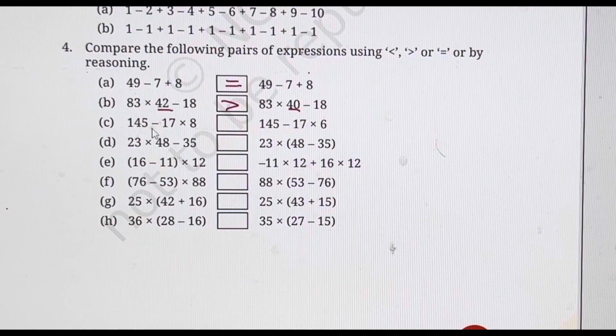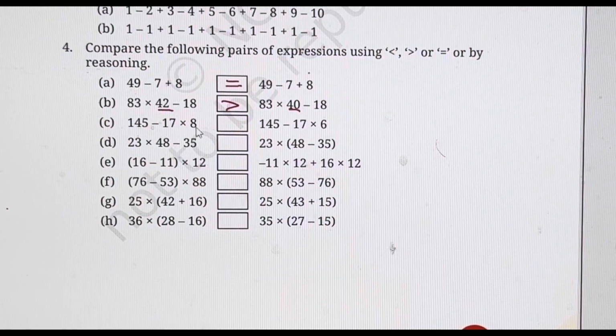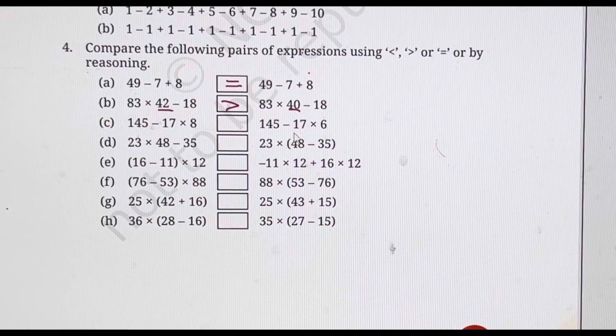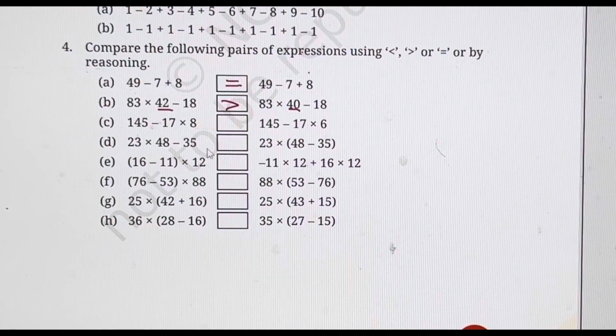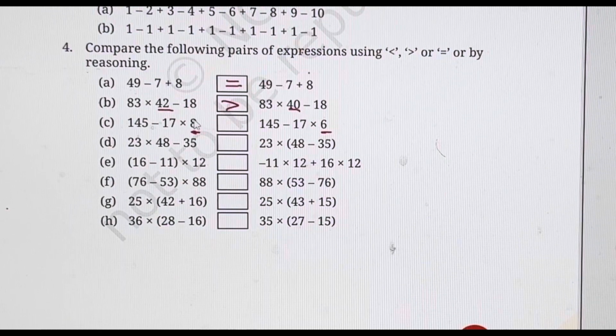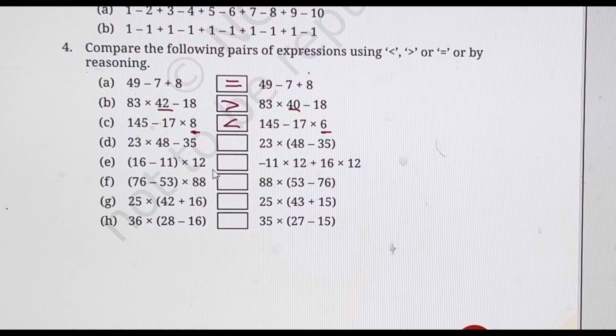C, 145 minus 17 into 8 and 145 minus 17 into 6. So here just see the difference. Here this is 8 and this is 6. So here you are subtracting a bigger number and here you are subtracting a smaller number from 145. 145 is same in both. So if you subtract a smaller number, we will get a larger difference. So this will be greater.